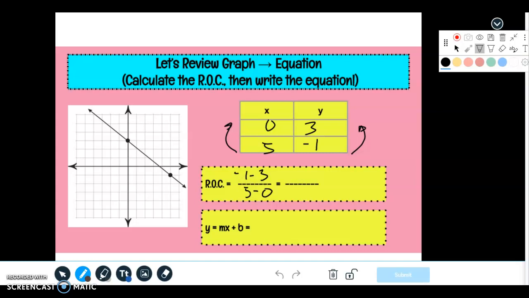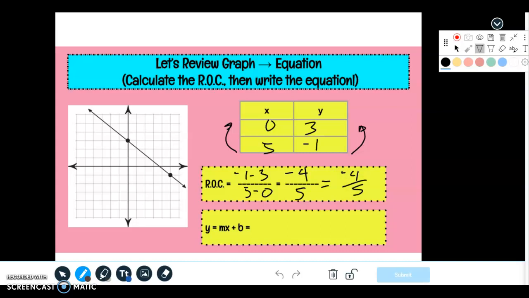So -1 - 3 is going to be -4. Remember, when I combine two negative numbers, not multiplying or dividing, but when I combine them, so again, a -1 and a -3, putting them together, they become more negative. 5 minus 0 is going to be 5, of course. So -4 over 5 is going to be my rate of change, everybody. So that's one part of what I need.